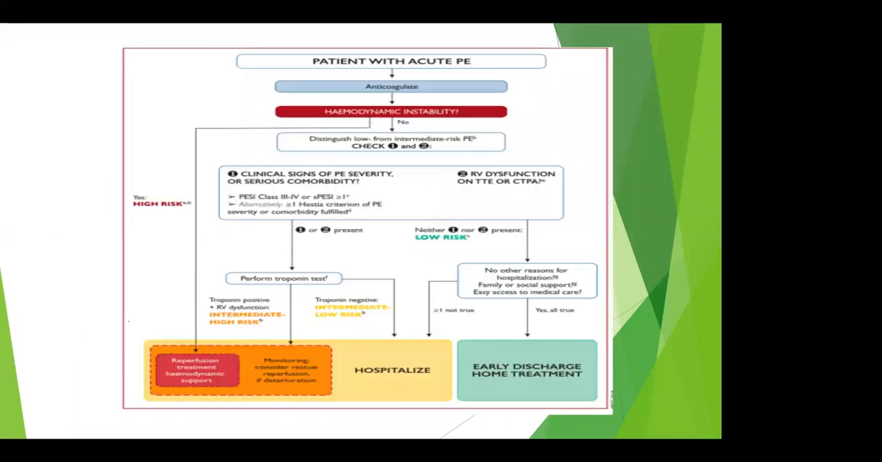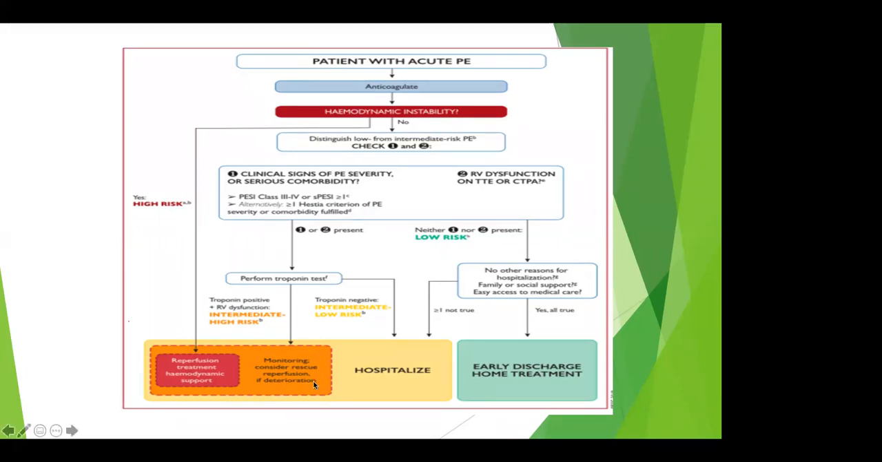Okay, this is a very nice flow chart taken from the ESC. So every patient with acute PE, you anticoagulate them. Look for the presence of hemodynamic instability. If that's there, then you thrombolyze. The next step, if they're not unstable, is to differentiate between high risk, low risk, and intermediate risk. So you look at the PESI score, RV dysfunction, troponin, and you divide them accordingly.